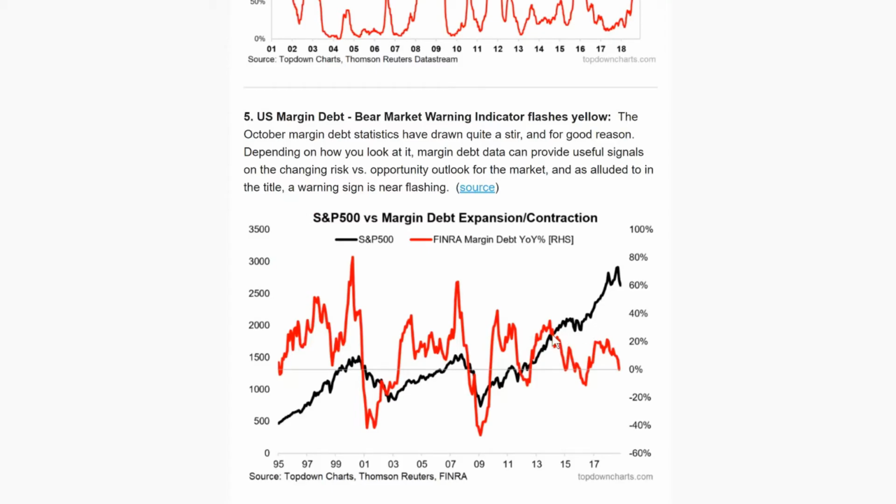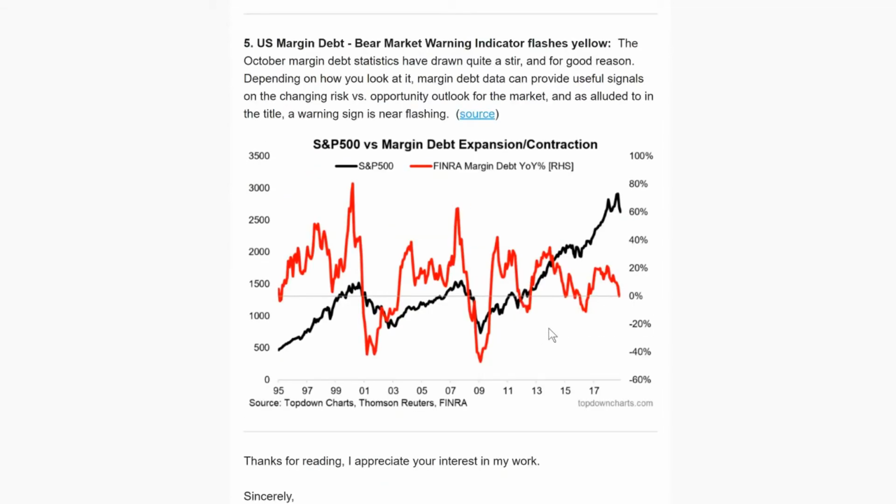So last one, US margin debt. Margin debt is something that a lot of people look at. Most people, I think, tend to look at it in absolute nominal terms, and they say margin debt's reached a new record high, or it's fallen by this amount. And the October stats have drawn quite a stir, and I think for pretty good reason. The way I look at it is to look at the year-on-year change, and this provides a couple of important signals from a market timing standpoint.